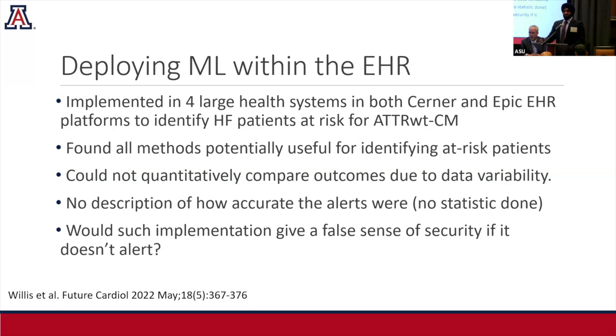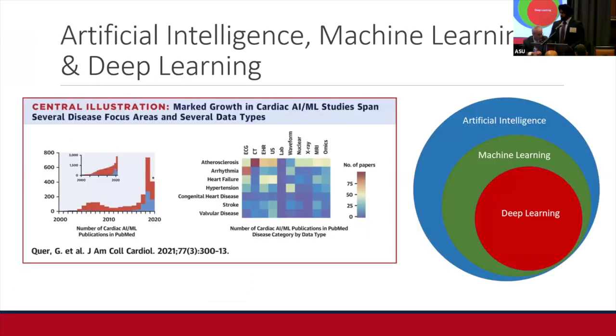Interestingly, something that we were thinking about recently was, what if we become so reliant upon these alerts? Let's say it doesn't fire. Do we now have a lower suspicion that this patient has cardiac amyloidosis? Do we rub that from our thought process? Those are some of the things I'd like to start thinking about. And so I transitioned into artificial intelligence, machine learning, and deep learning.